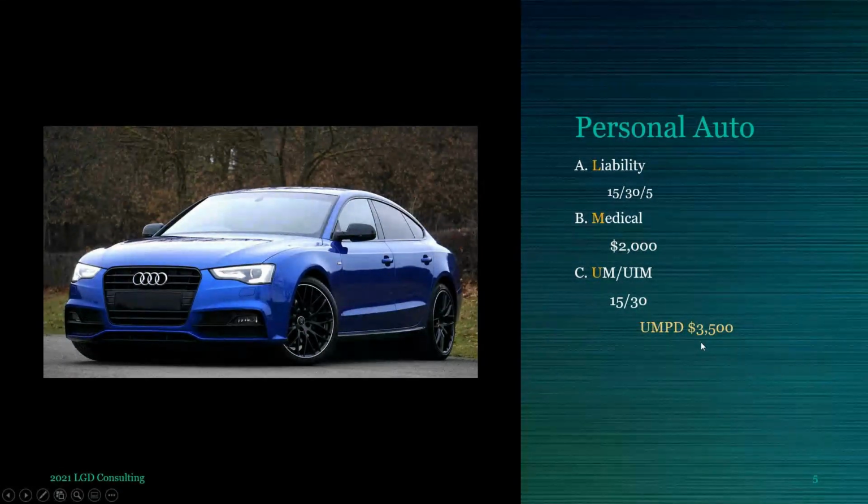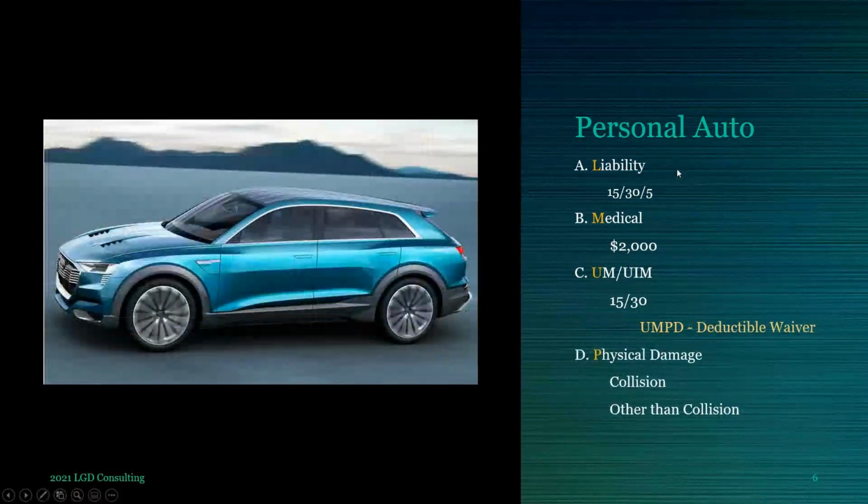So if you only have the liability coverages, your UMPD only pays $3,500. Okay. So now let's go into, let's say you have liability coverages and physical damage. All right. So physical damage covers direct physical loss, damage, or destruction to your vehicle. And it's broken down into two parts: collision. And collision is damage to your vehicle because you caused it. You drove into a tree.